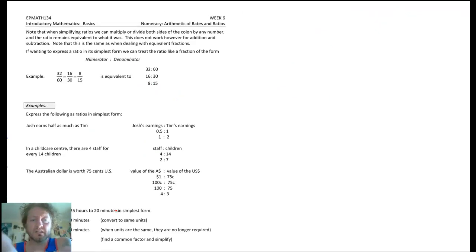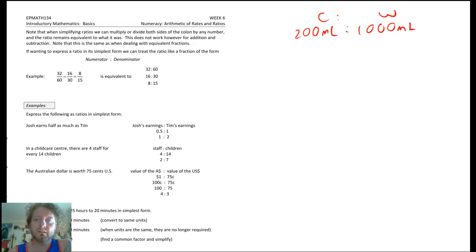And here's just stating that, yeah, it's exactly the same as a fraction simplification. Whatever we do to the left, we do to the right. But it's, again, times or divide. We can't plus 1 to the left and plus 1 to the right. That example of 200 mils of cordial compared to 1,000 mils of water. If I want to make more cordial, I'm not just going to add 1 more litre of cordial and 1 more litre of water.